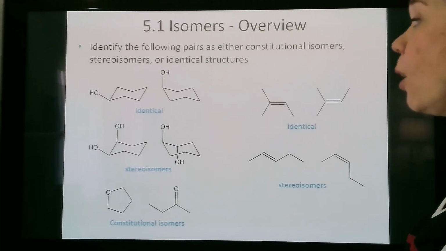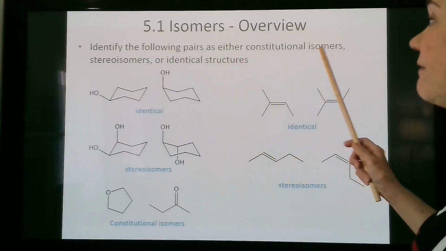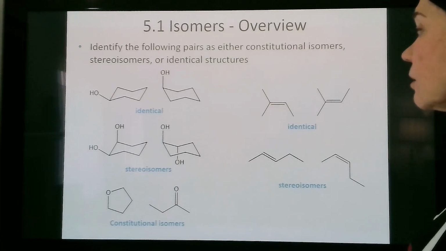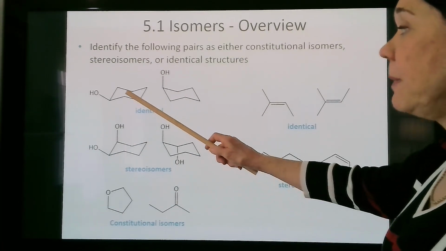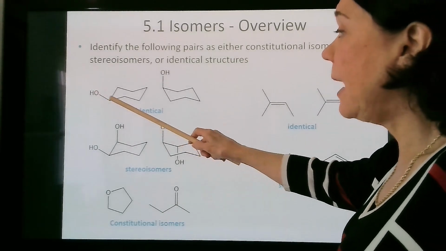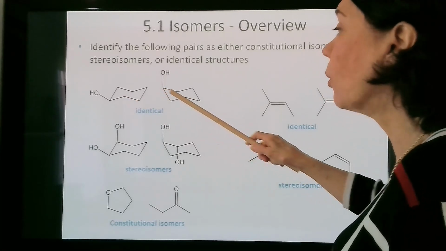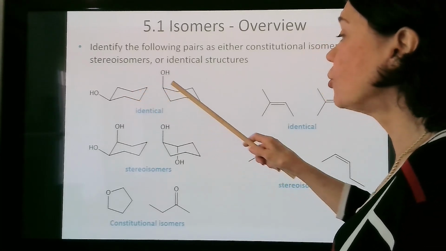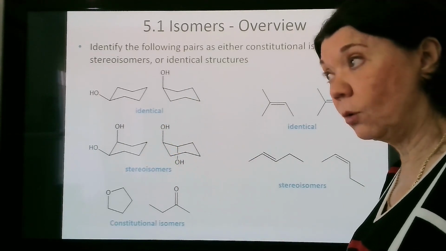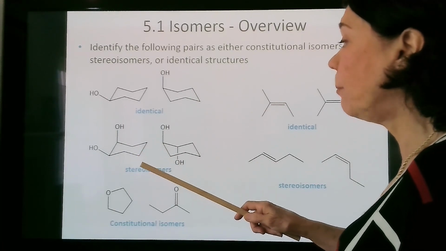So here, just to go over this, is a little exercise. Identify the following pairs as either constitutional isomers, stereoisomers, or identical structures. Here, remember, you can interconvert the equatorial position to the axial position by simply doing a ring flip. So these are two different conformers of the same molecule, because all it takes is rotation about carbon-carbon single bonds.